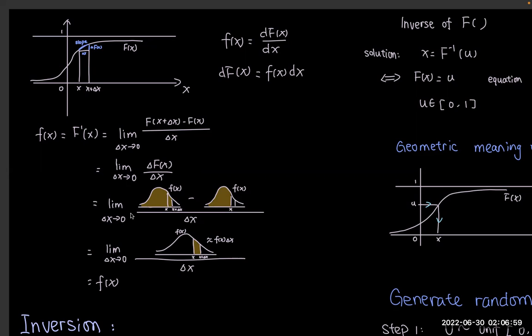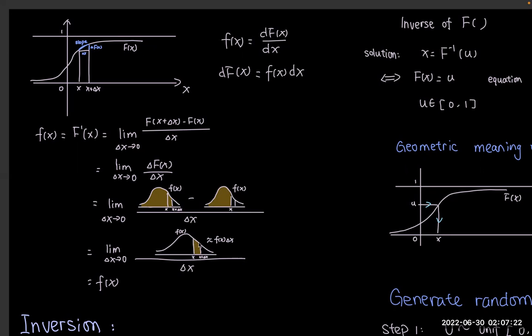Then we can write this as F(x plus delta x) is the area to the left of x plus delta x. And F(x) is the area to the left of x. So if we look at the difference, it will be the area within x to x plus delta x.